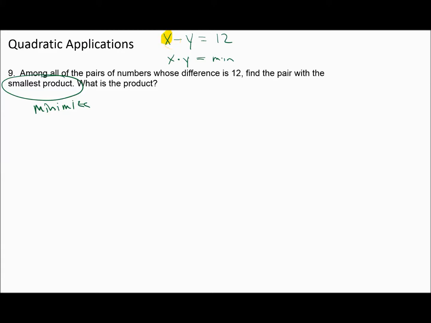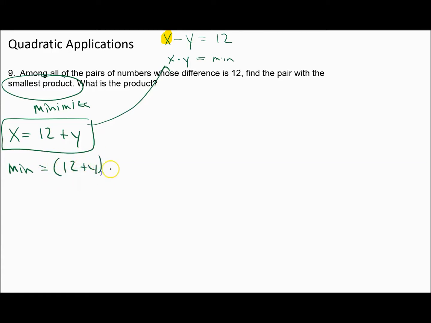So I want to get this x by itself by adding y to both sides. What does that give me? Well, that gives me that x is equal to 12 plus y, or y plus 12, whichever you like better. I'm going to substitute that into that x right there. So my minimum equation is x, which is 12 plus y, times y. Is that quadratic? You bet it is, because when I multiply that y inside, I have 12y plus y squared. I could rewrite that as y squared plus 12y, because we all like descending power order, right?